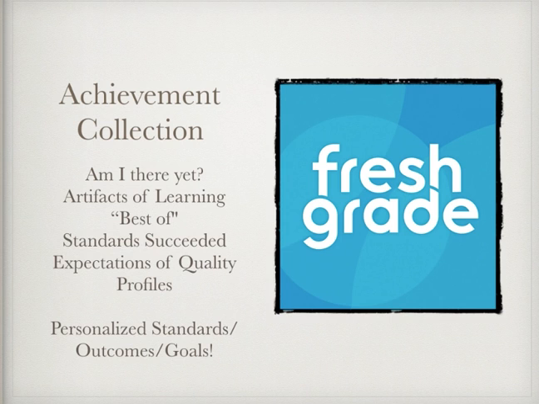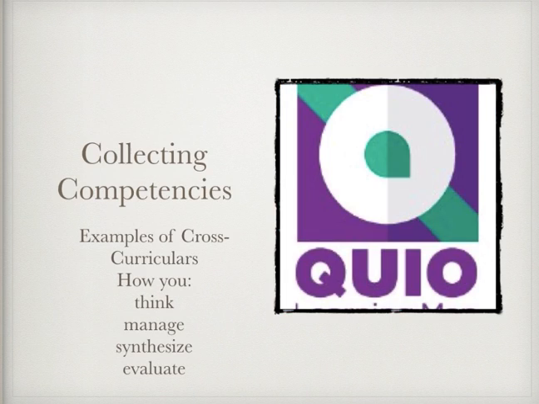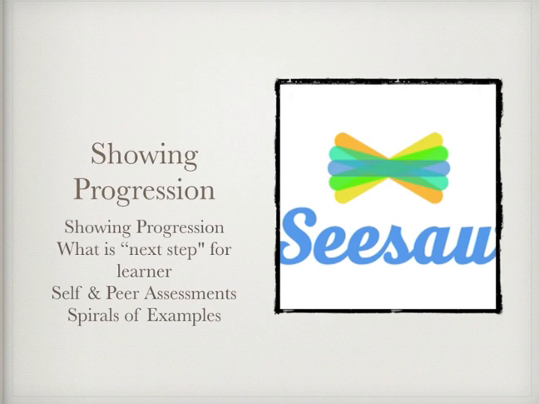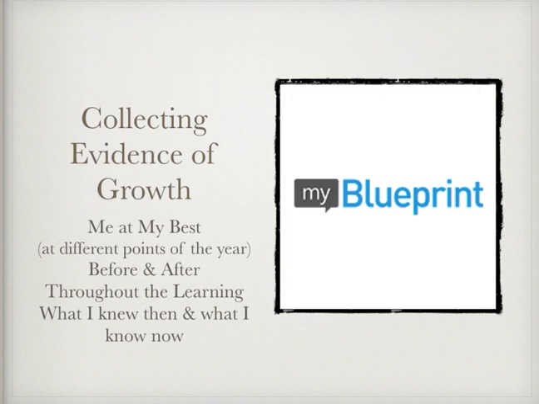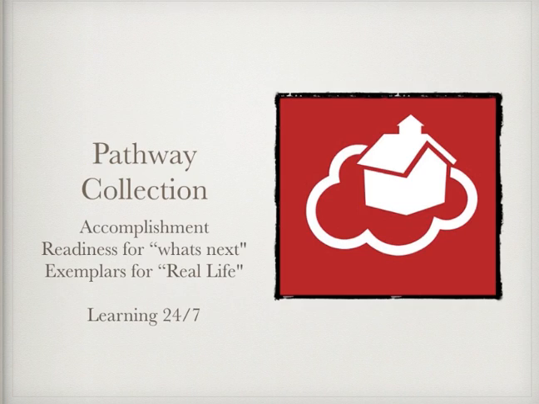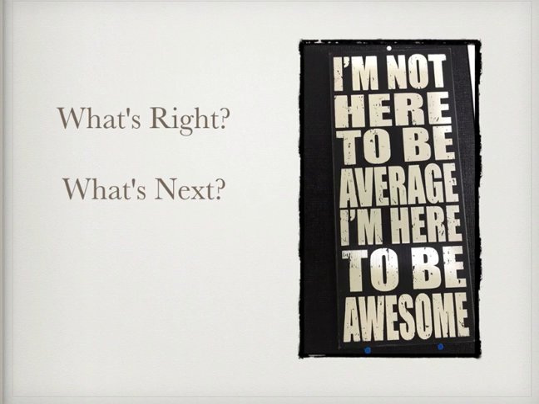FreshGrade is great, easy user interface, and easy to put things up. Quio has an amazing back engine. Seesaw has an amazing group of learners sharing what they're doing. MyBlueprint does a great job tagging and working from the careers program. And Scholastic has done an amazing job at showing progression from year to year.